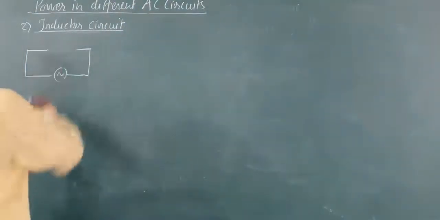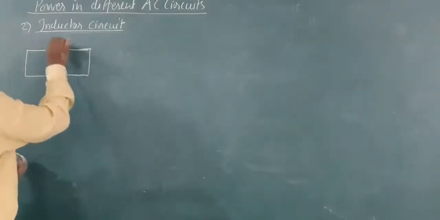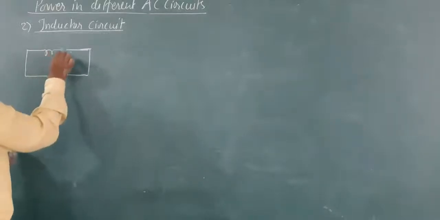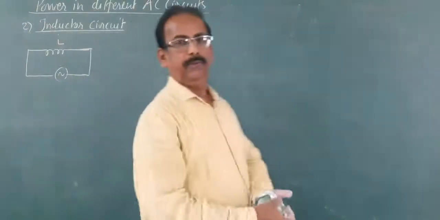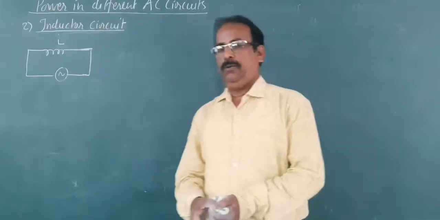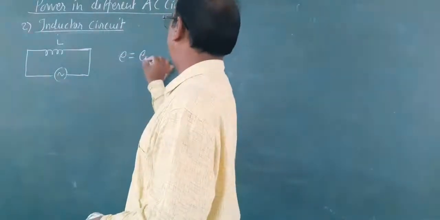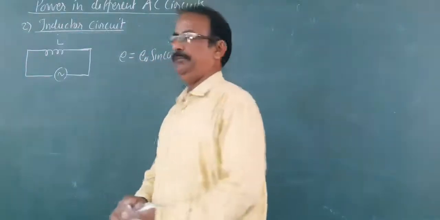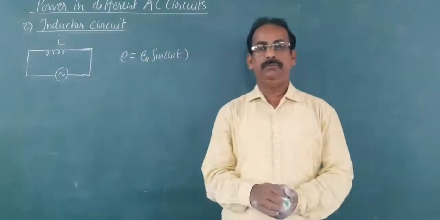Consider an AC circuit in which a source of alternating EMF is connected across an inductor of self-inductance L. This is the inductor circuit. Consider that the instantaneous value of EMF that we get from the source is equal to E0 sine of omega t. This is the instantaneous value of EMF.